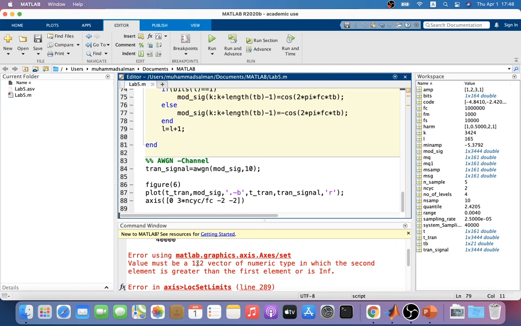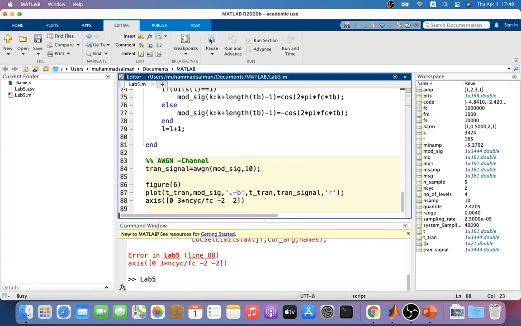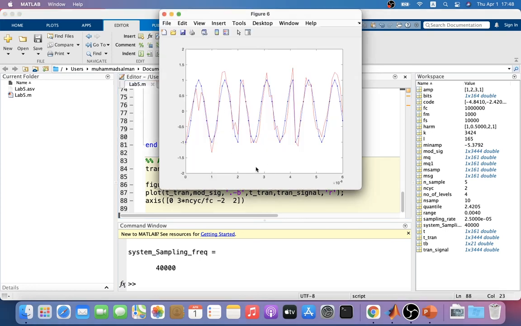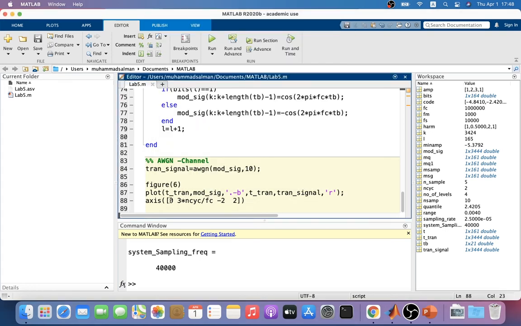So I think something is wrong. Oh, this one is wrong. So it is starting from -2 to +2. So -2 means that this is okay. Now it is without error. So this is the first, this is called axis limit.